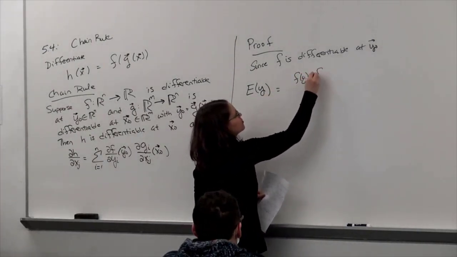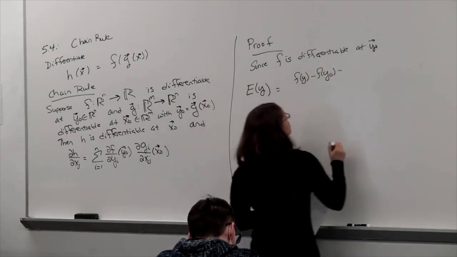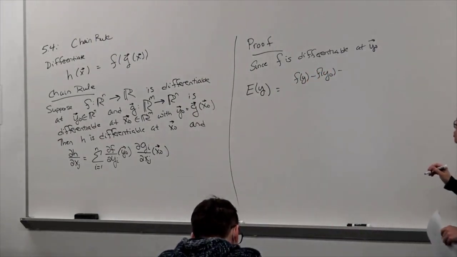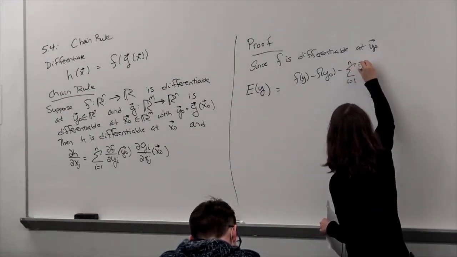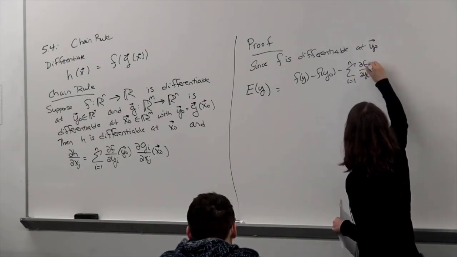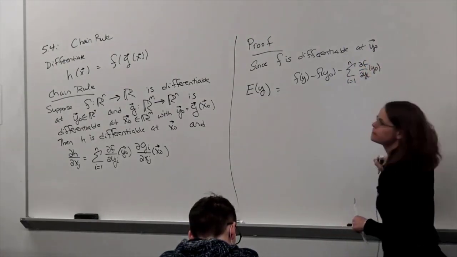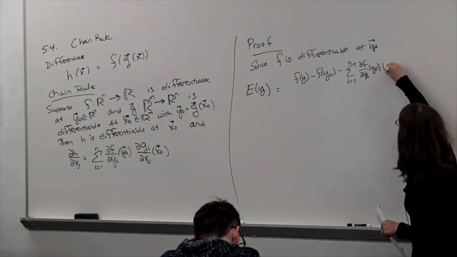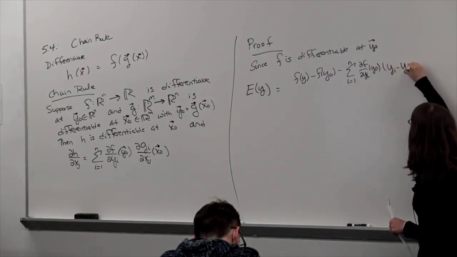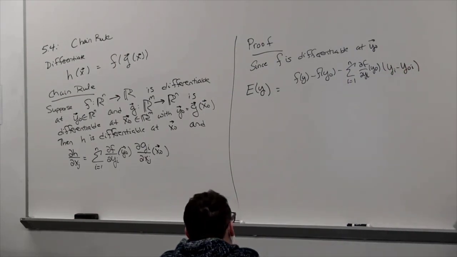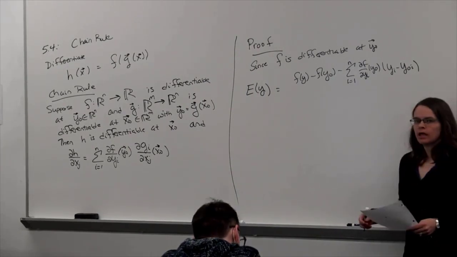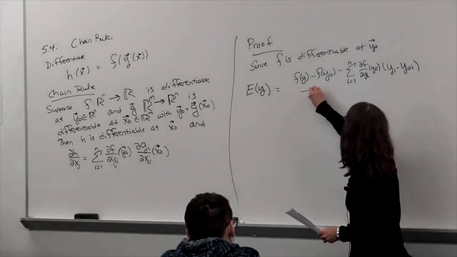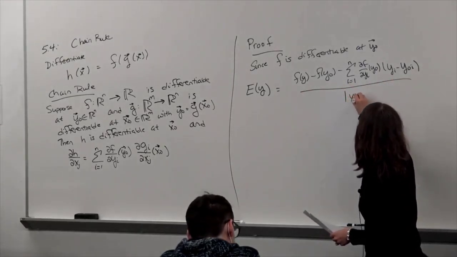F of y minus f of y naught minus, we have to sum over all of these partial derivatives, partial f by partial y_i evaluated at y naught, and then times the ith component of y minus the ith component of y naught. All of this divided by the size of y minus y naught.